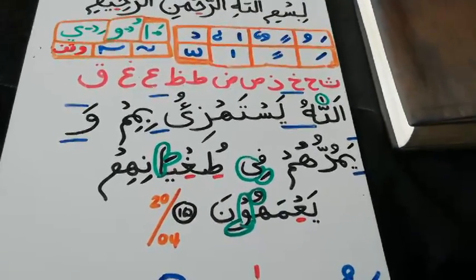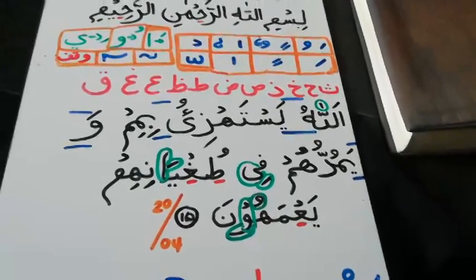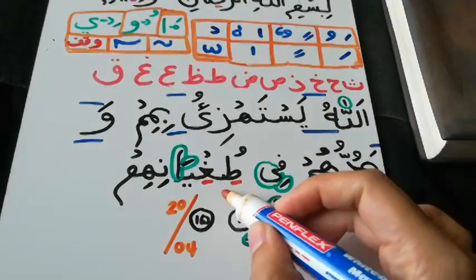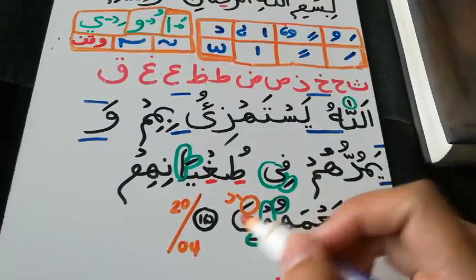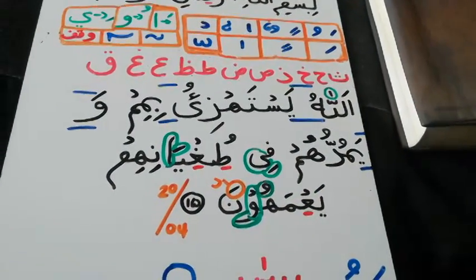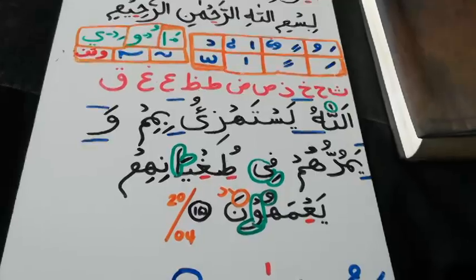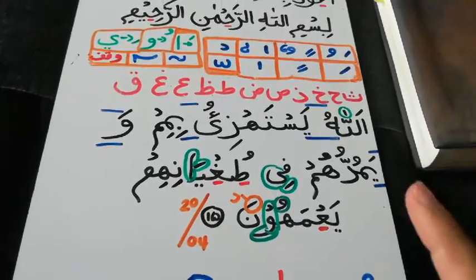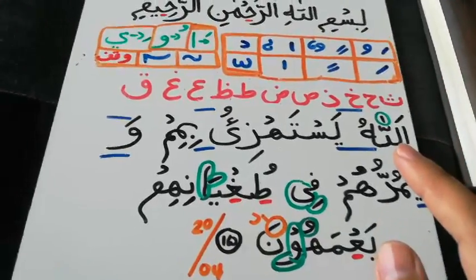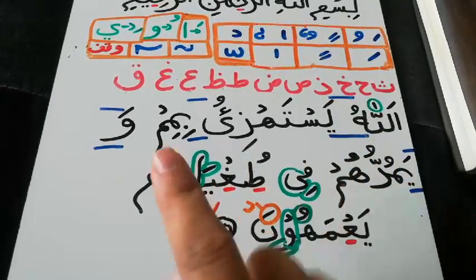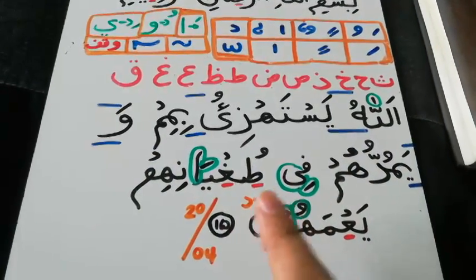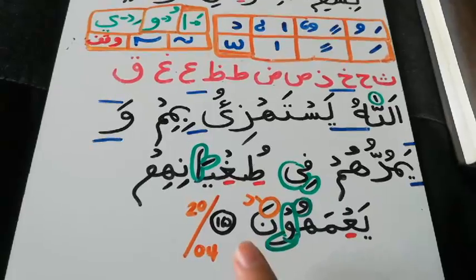Waqf means to stop. How are we going to end this ayah? By saying ya'mahun, where the signs now become a sakin. You don't have to mark this in orange, that's fine. I'm just reminding you about our rules for stopping. Ya'mahun. Let's read it one time. Bismillahir Rahmanir Rahim. Allahu yastahzi'u bihim wa yamudduhum fi tughyanihim ya'mahun.